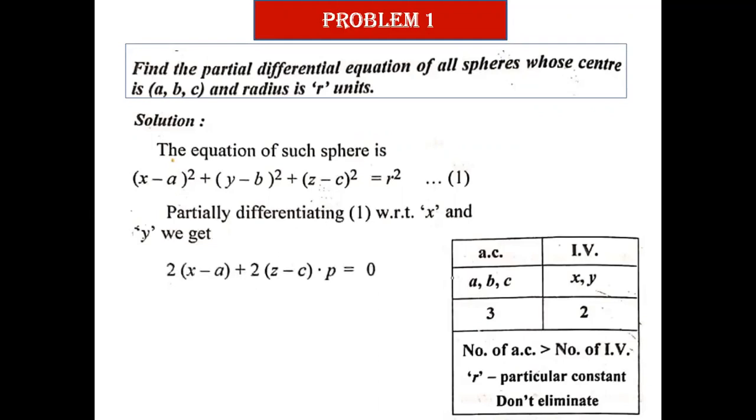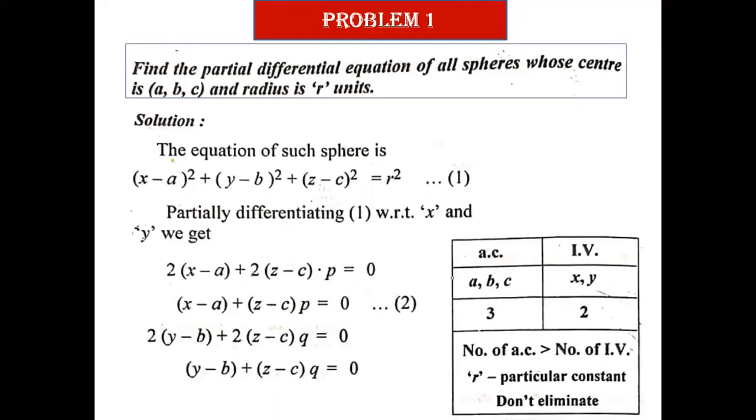So 2 times (x minus a) plus 0 plus 2 into (z minus c) into p equal to 0. So 2 into (x minus a) plus 2 into (z minus c) into p equal to 0. 2 is common, so I will put (x minus a) plus (z minus c) into p equal to 0. Similarly, partially differentiate with respect to y: (y minus b) plus (z minus c) q equal to 0. This is called our equation number 3.